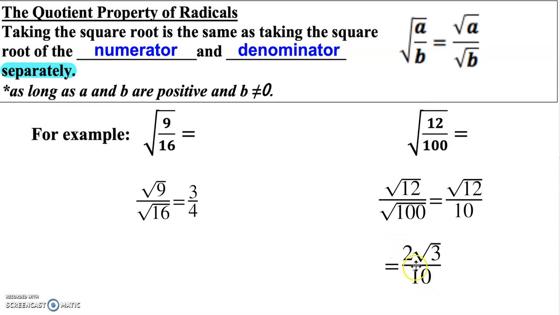Oh, but notice the 2 over the 10 could also simplify. 2/10 is the same as 1/5. So we're simplifying that to be 1 over 5, and we have that root 3 on top. The way we would say this is root 3 over 5. And that is my simplified answer from the square root of 12 over 100.